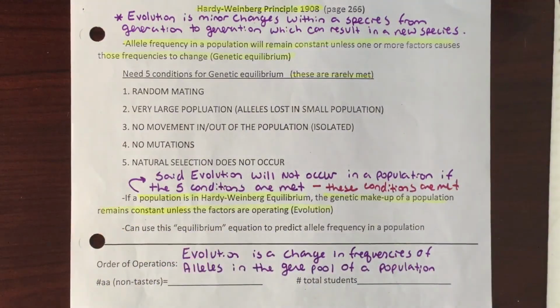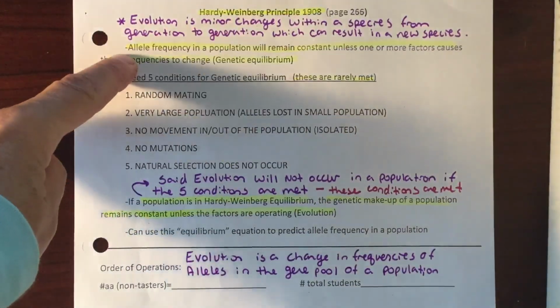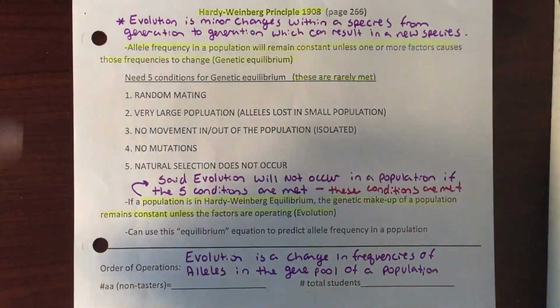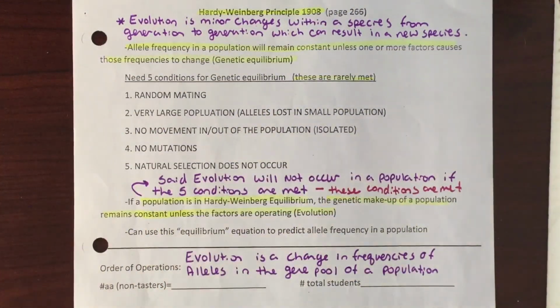Hardy-Weinberg said, okay, for this to occur, meaning our allele frequencies are not going to change, we need no mutations. Well, we know we can't stop mutations. Mutations are always going to happen. And when we have mutations, we change the allele frequency. And eventually it's going to change populations, leading to evolution. And he also said natural selection does not occur. Nature does not select traits that are favorable. Well, we absolutely know it does.